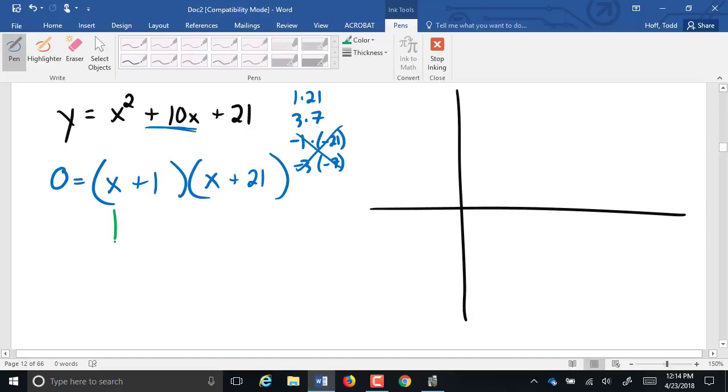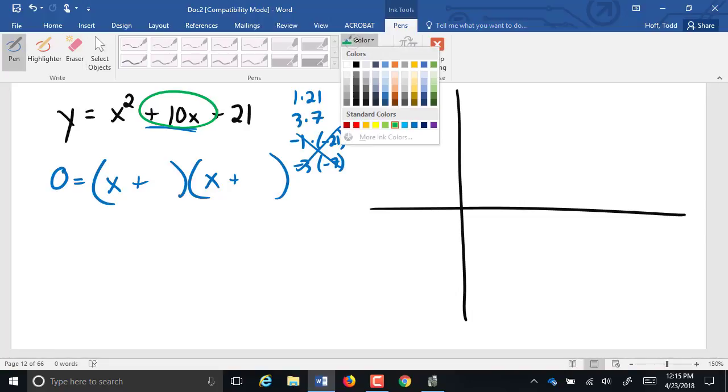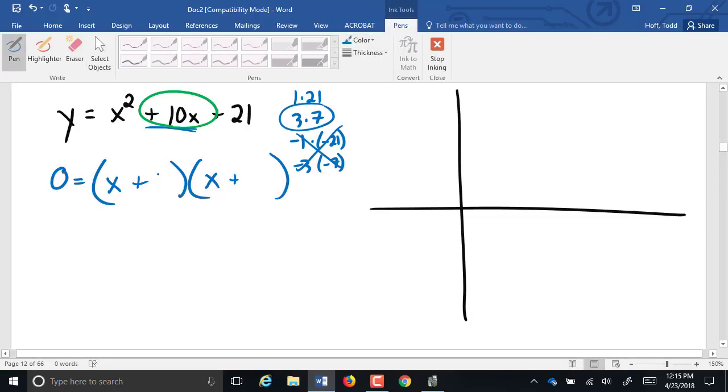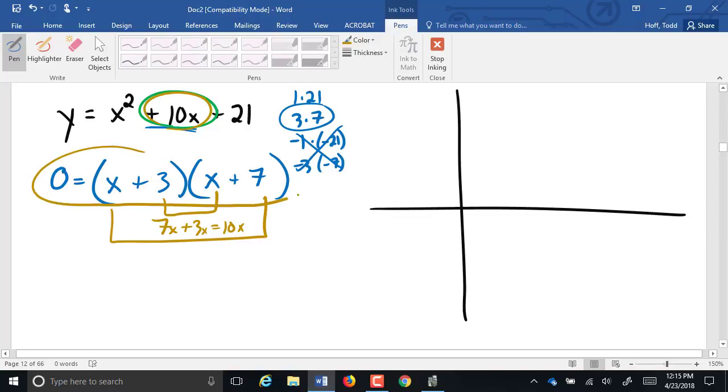If I try that, on the outside, x times 21 is 21x. On the inside, 1 times x is 1x. That adds up to 22x. That is not what we want. So the 1 and 21, not a great option. Let's try 7 and 3, or 3 and 7. So x plus 3, x plus 7. And we'll check it. X times 7 is 7x. On the inside, 3 times x is 3x. 7x plus 3x is 10x. That's what we wanted. So here's our factoring right there.